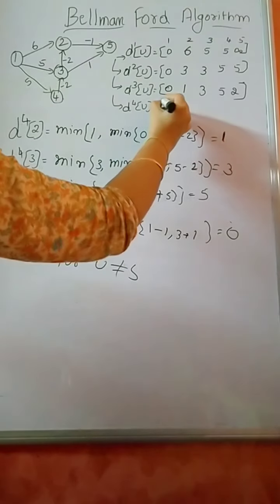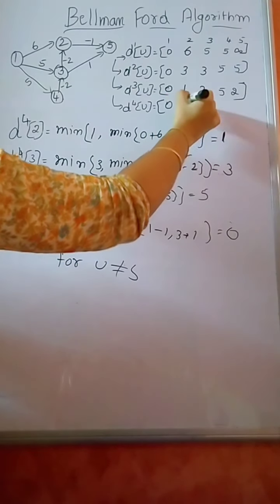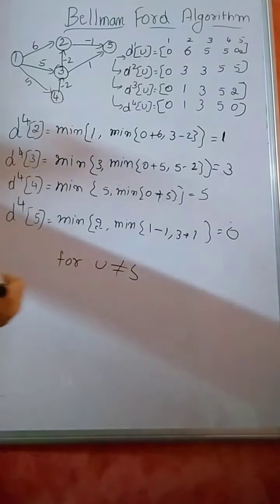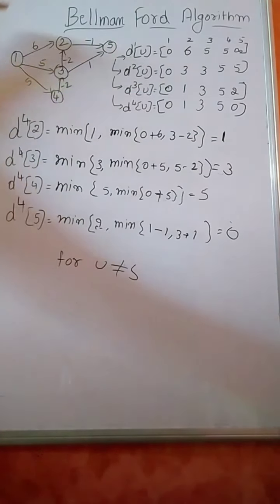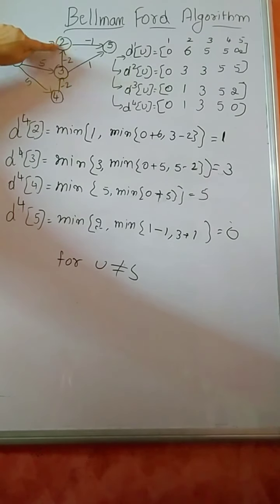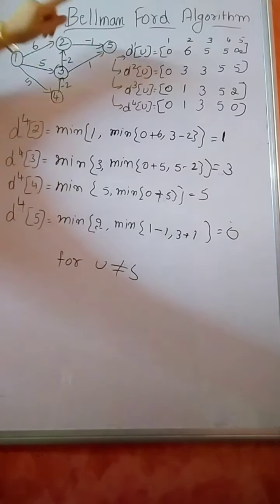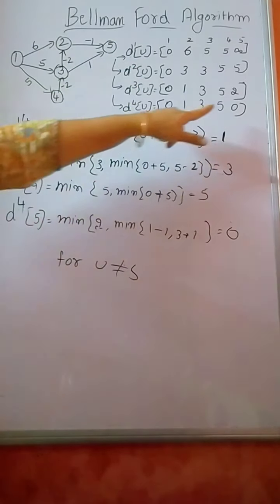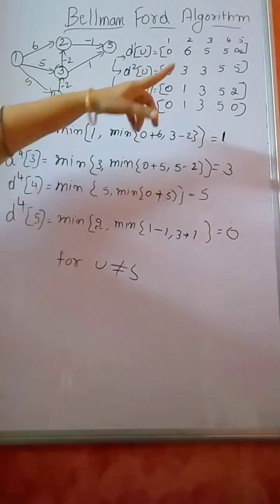So now again you write it here. It is 0, 1, 3, 5, 0. So that means from 1 to 5, how am I moving? I am moving like this: 1 to 5, 5 minus 2 is 3, then 3 minus 2 is 1, 1 minus 1 is 0. So with a distance of 0 we are traveling from 1 to 5.